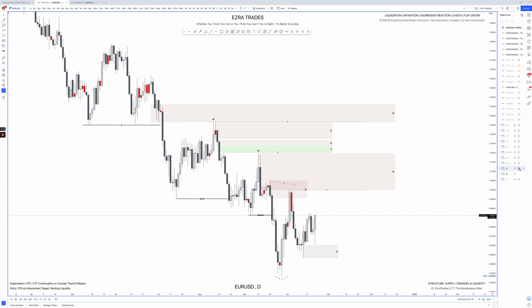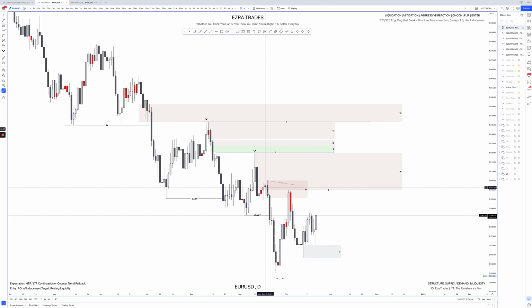Now, if I add the daily, here you can kind of see a little bit more information, right? So this daily break of structure to the downside breaks on body. Price here is kind of messing around, building some sort of range, a lot of liquidity here. Price then takes the lows, takes the highs, gives a final interaction with this zone before breaking to the downside.